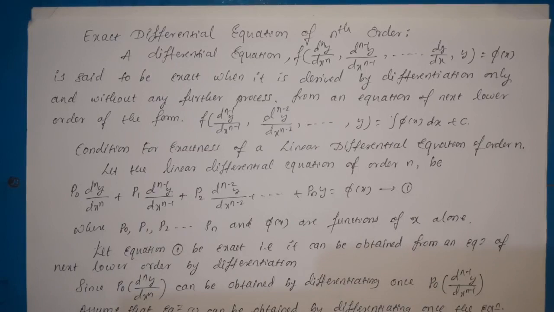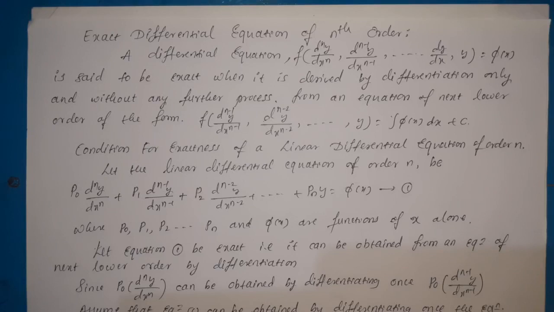They may contain x but they should not contain any other variable like y, z, right? Or they may not contain x. If it does not contain x, that is also a function of x, called a constant function. So here these are all functions of x. Now let equation 1 be exact. We know the meaning of an exact equation: the given equation must be derived from the next lower order equation by the method of differentiation.